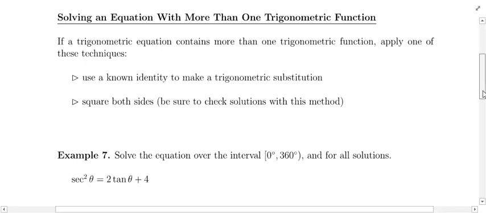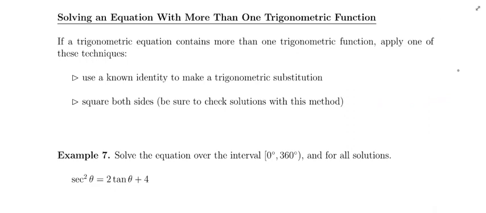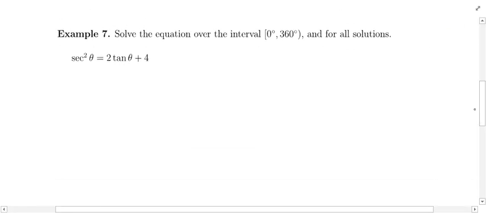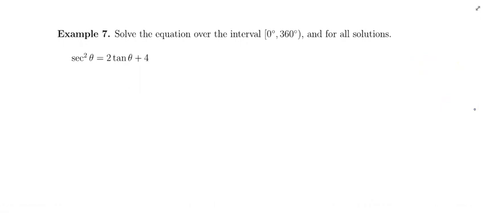Okay, in example 7, we have the equation secant squared of theta is equal to 2 times the tangent of theta plus 4. Okay, and the directions here say to solve the equation over the interval 0 degrees to 360 degrees, and then also write down all solutions. Okay, so here we have theta. So we are in degrees. This is an example.